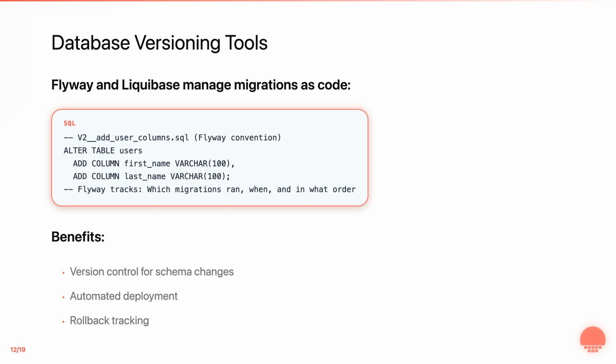That's where Flyway and Liquibase come in. They treat your schema like application code. Every migration is a versioned file that runs exactly once, in order, tracked in a metadata table. When you push to production, there's no guessing whether that column exists or not. You've got an audit trail showing exactly what ran, when it ran, and on which environment. When something goes wrong, you know exactly which migration to reverse.